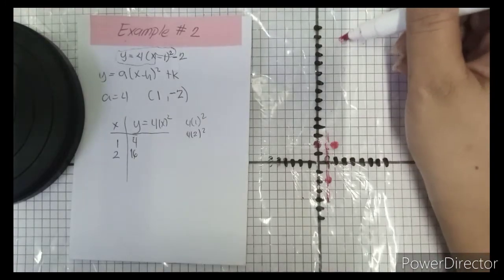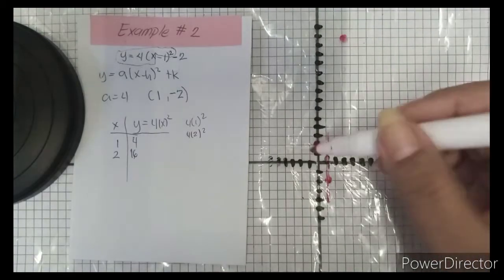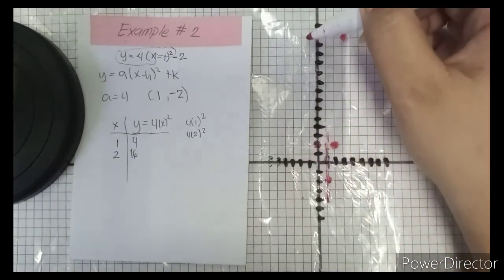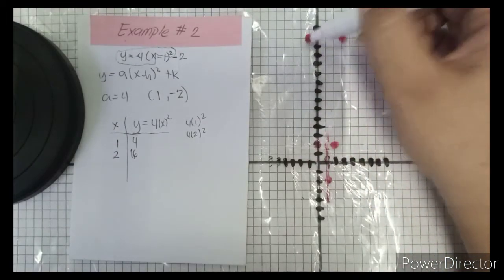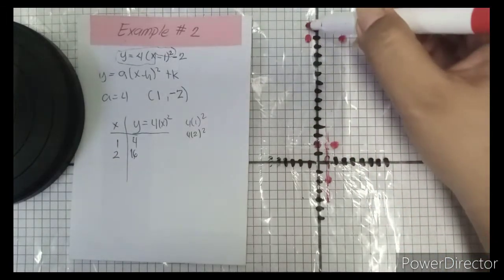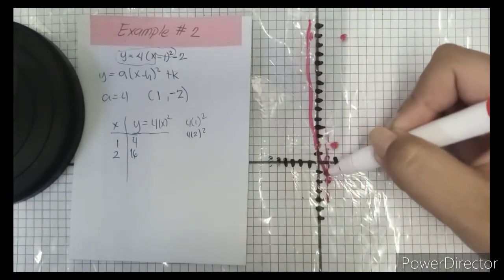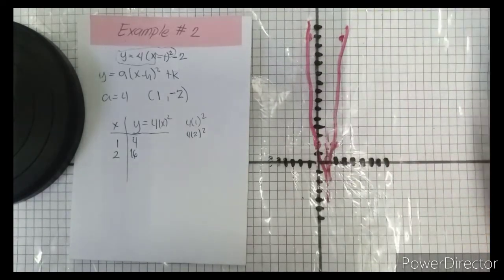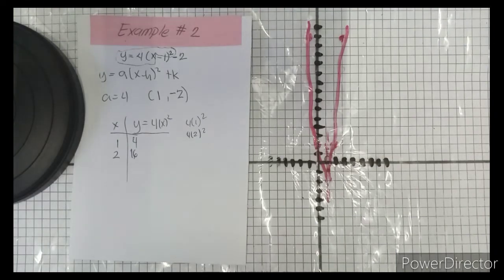Ganon din dito sa kabila. So, dito naman yung points niya. And then, connect natin yung, so, nakagawa na tayo ng parabola.